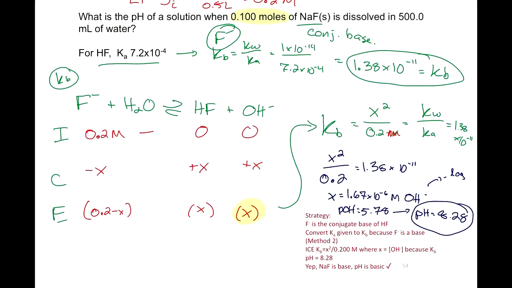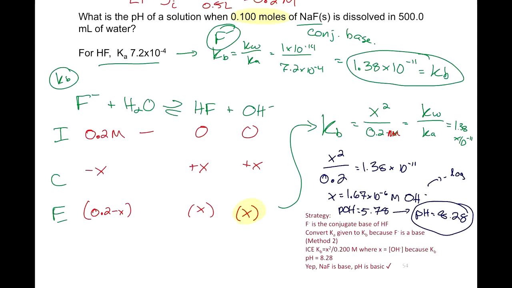Because if you just assumed that X was the H plus concentration and you stopped right here at pOH, and you just thought, oh, okay, my pH is 5.78. That is what kind of pH? That's acidic. Yeah, and so hopefully you can reflect on that and be like, okay, somewhere I went wrong if I got a pH that's acidic.